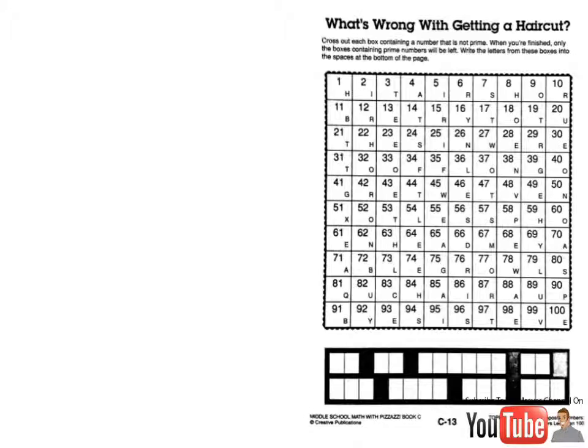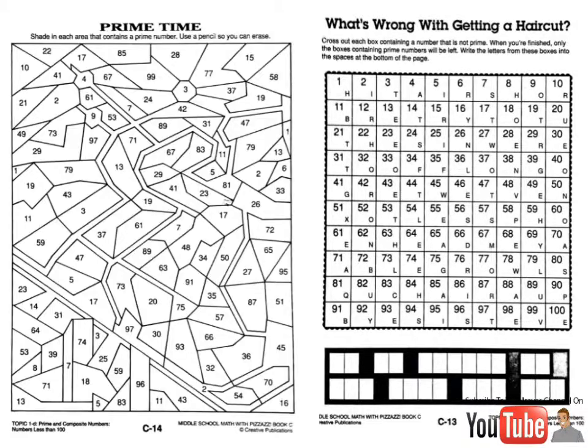We have our two worksheets: What's Wrong with Getting a Haircut and Prime Time. Now the first one I want to talk about is Prime Time. It says right here in the directions, shade in each area that contains a prime number. Use a pencil so you can erase. So what we're going to do is find a number that's prime.